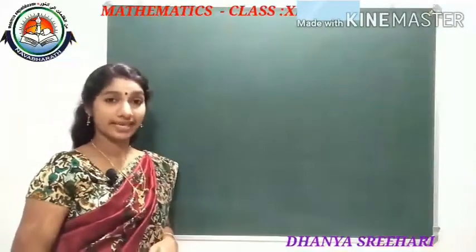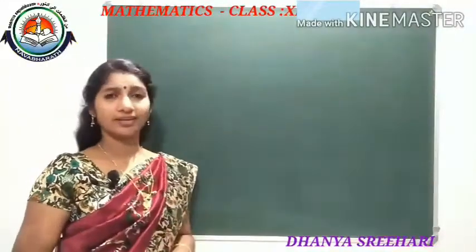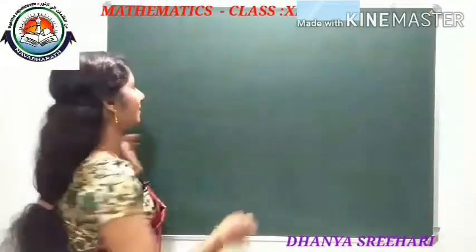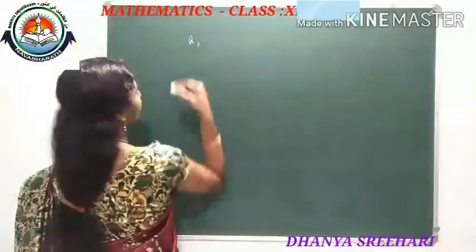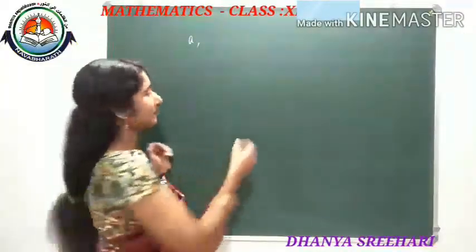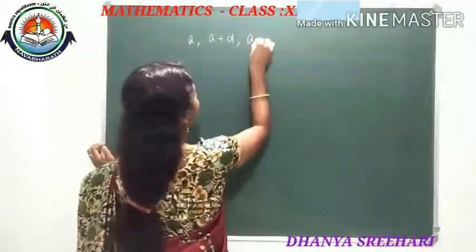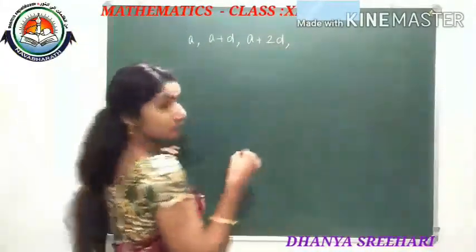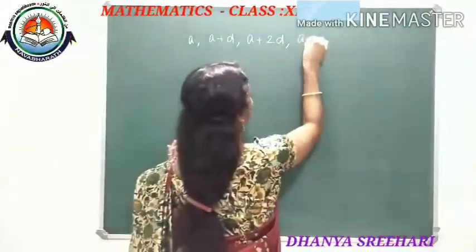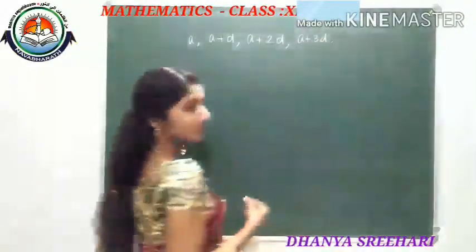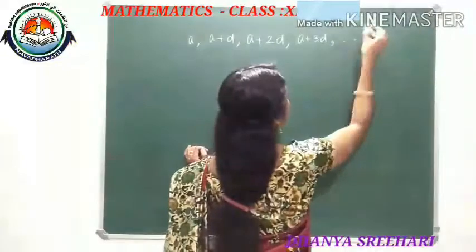Suppose the first term is A and the common difference is D. How will we write the general form? First term A. So what will be the second term? A plus D. Third term A plus 2D. Fourth term A plus 3D. Okay, like this it's going.